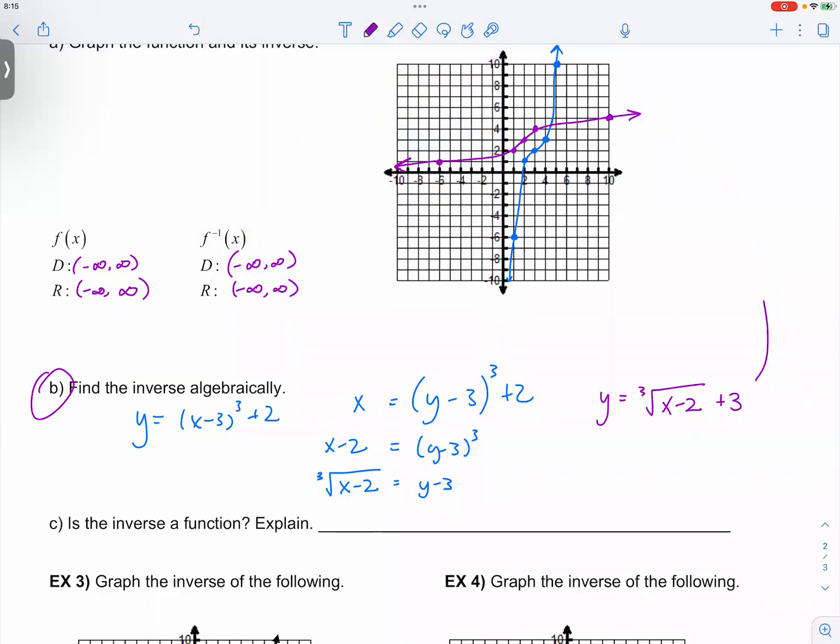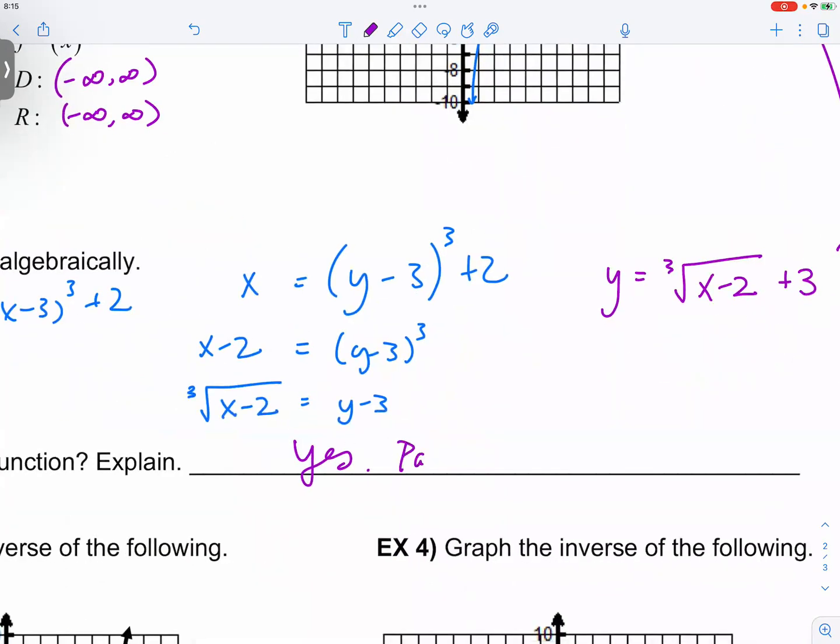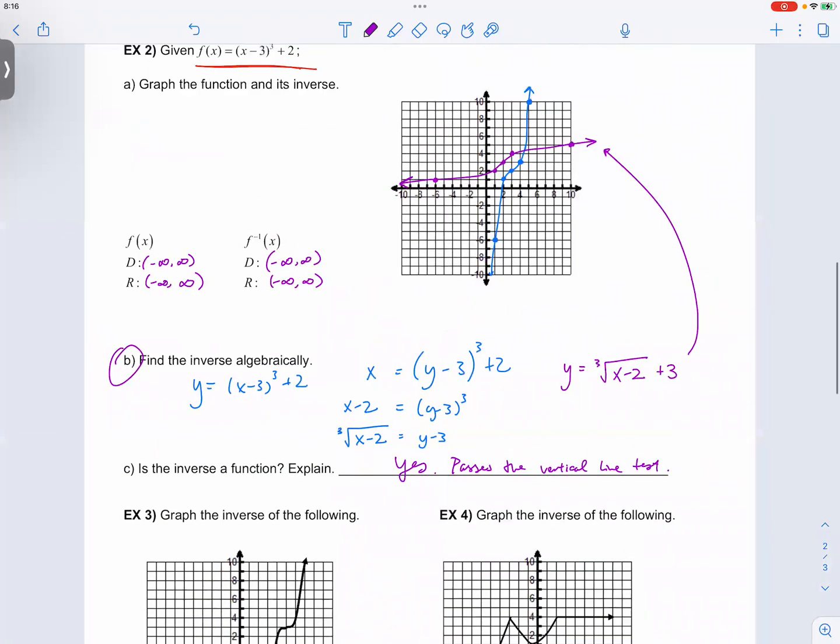That's the equation. So is the purple graph a function? Look at the purple graph. Does it pass the vertical line test? Yeah. So we say yes, because it passes the vertical line test. So that's straightforward. That's really straightforward.